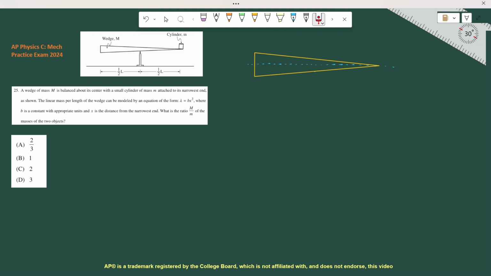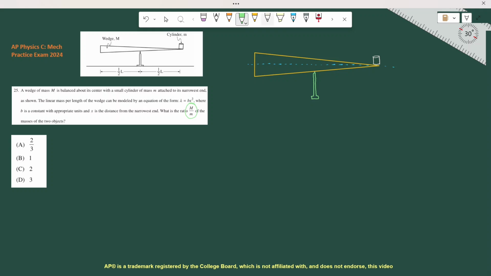So, if you place a cylinder of mass small m, and we assume that it is perfectly balanced from the middle at the distance L by 2, then what do we need to calculate? We need to calculate the ratio of the mass of the wedge and the mass of the cylinder.